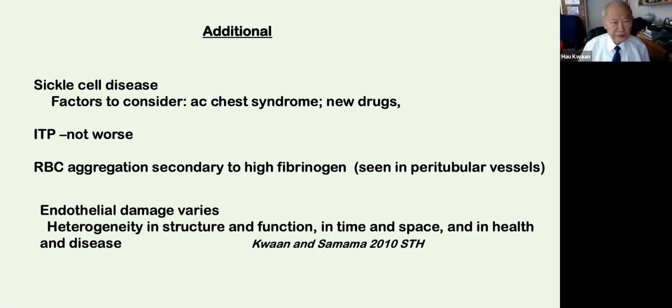There are other things I would just briefly talk about. If the patient has sickle cell and picked up COVID-19 and happens to develop chest disease, acute chest syndrome, you have to distinguish whether this is acute chest syndrome seen in sickle cell crisis or pulmonary symptoms from COVID-19. I already mentioned that ITP is not worse, but I'd like to say just one word about red cell aggregation. In circulating blood, red cells are not aggregated, but when you see a patient with very high fibrinogen, they could aggregate and block blood vessels, as I just showed you in the peritubular vessel in the kidney.